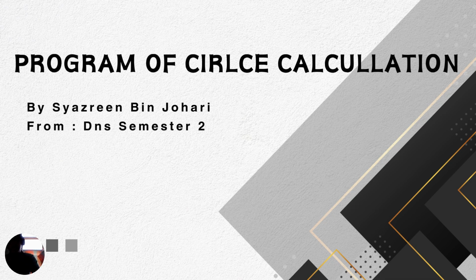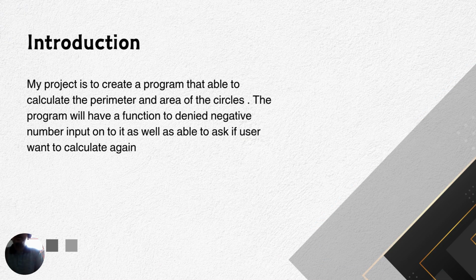Today I'll be talking about the program called the Program of Circular Calculation. If you are asking what this presentation is all about, this project is about making a program that is able to calculate the perimeter and area of a circle, and also deny any number that is below zero. It also asks the user to input again so that it can calculate more.